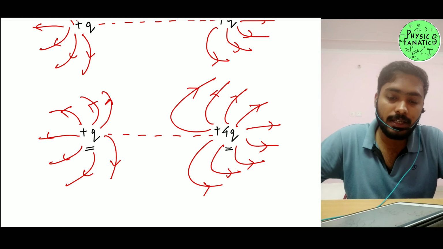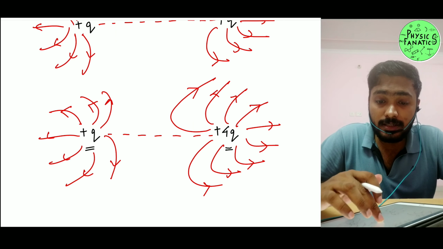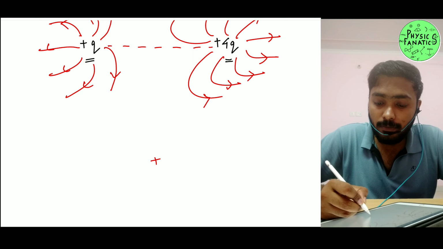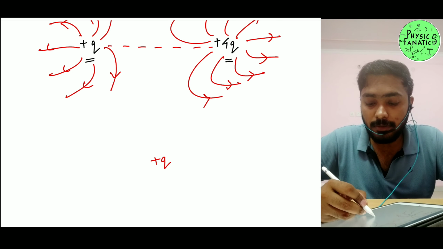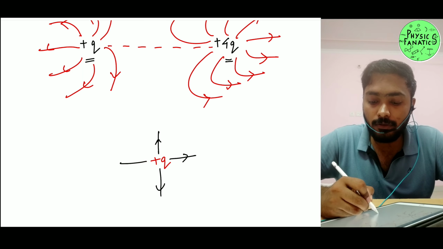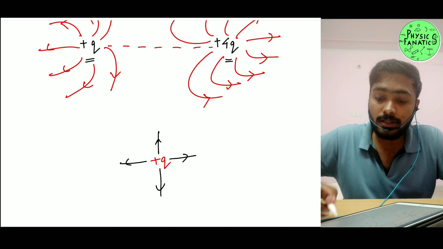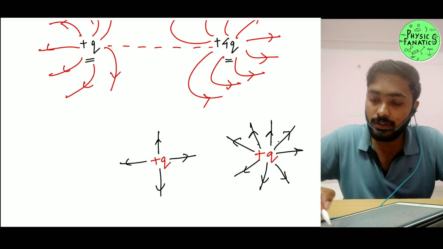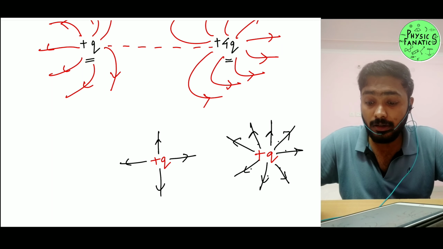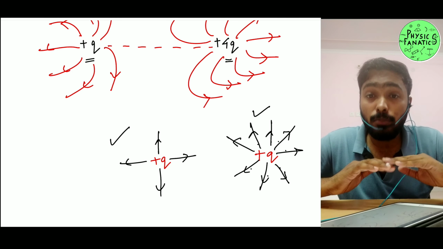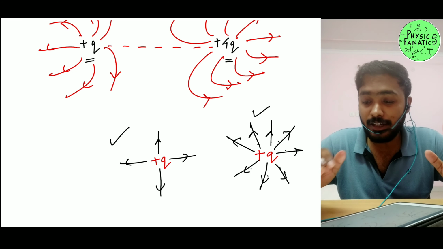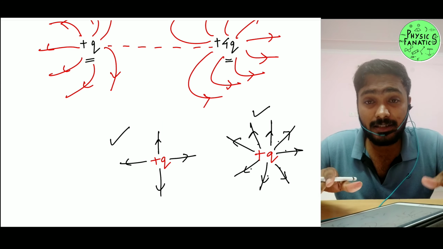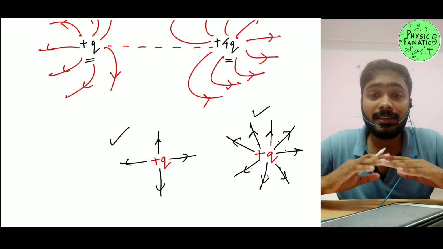Now one important thing, a question which a lot of people ask. Let's say I have a positive Q charge. Some people will draw 1, 2, 3 and 4 electric field lines. Another person can draw more than 4, let's say 1, 2, 3, 4, 5, 6, 7, 8 field lines. Now is this correct or this correct? Both are correct. You can make an infinite number of lines; you can make 4, 5, or 6.